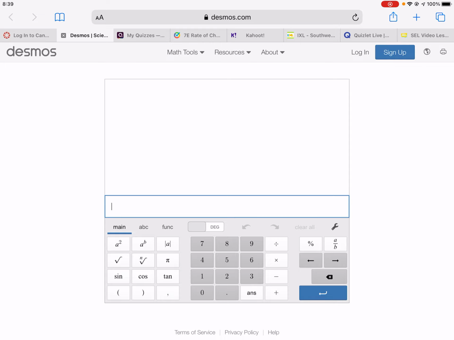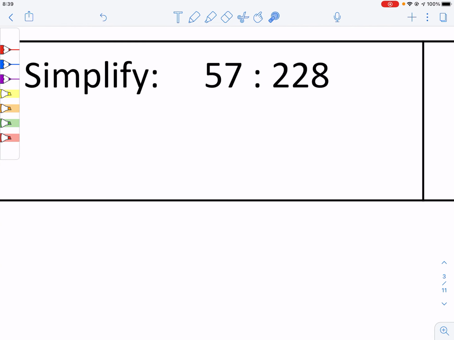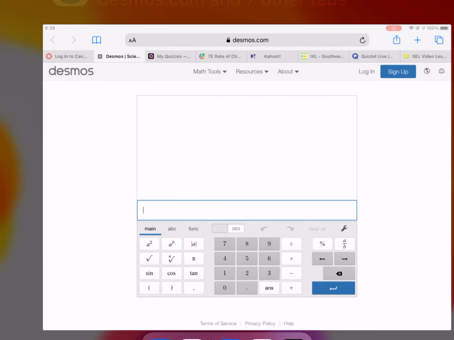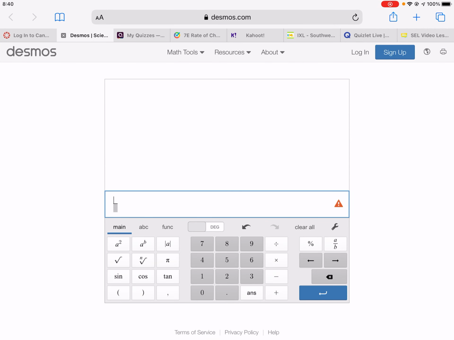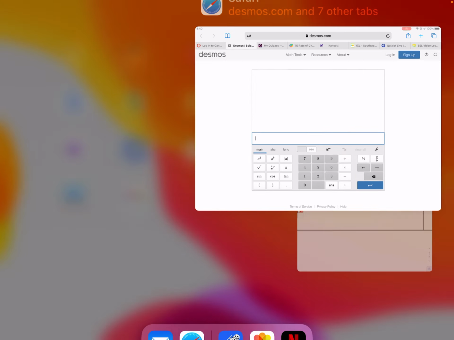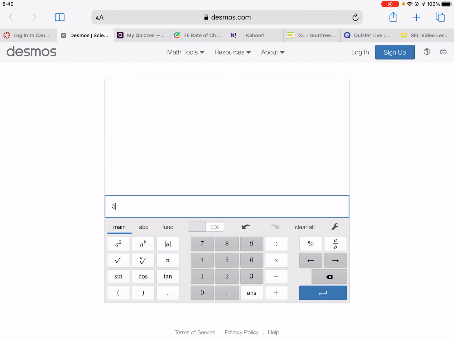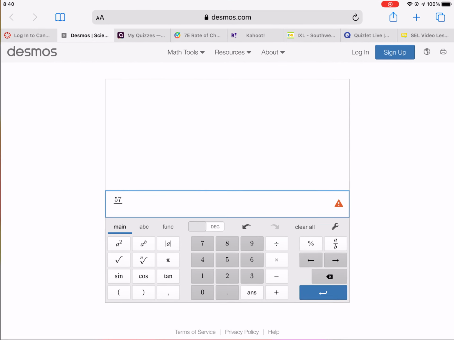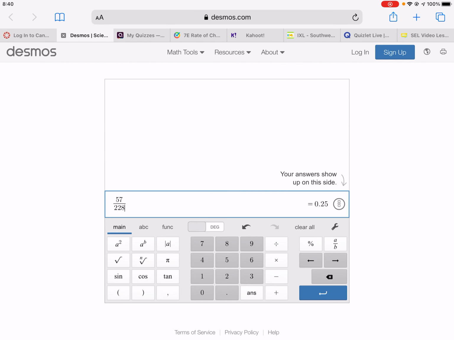So go to your Desmos calculator, and in here, we're doing 57 over 228. So you can push that fraction bar over to the side, the a over b if you want to, or just type in 57, and then push divided by, because that puts a fraction bar there for you, and then put your 228.